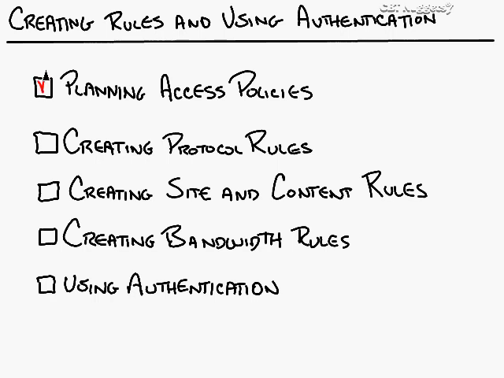In this nugget, we're going to take the next step. We're going to finish planning out the access policies and figure out what rules we need to create and how to provide access. And then we're going to get into the three major areas of the ISA server that allow access: the protocol rules, the site and content rules, and the bandwidth rules. Using these three rule sets, you will be able to control internet access however you desire.